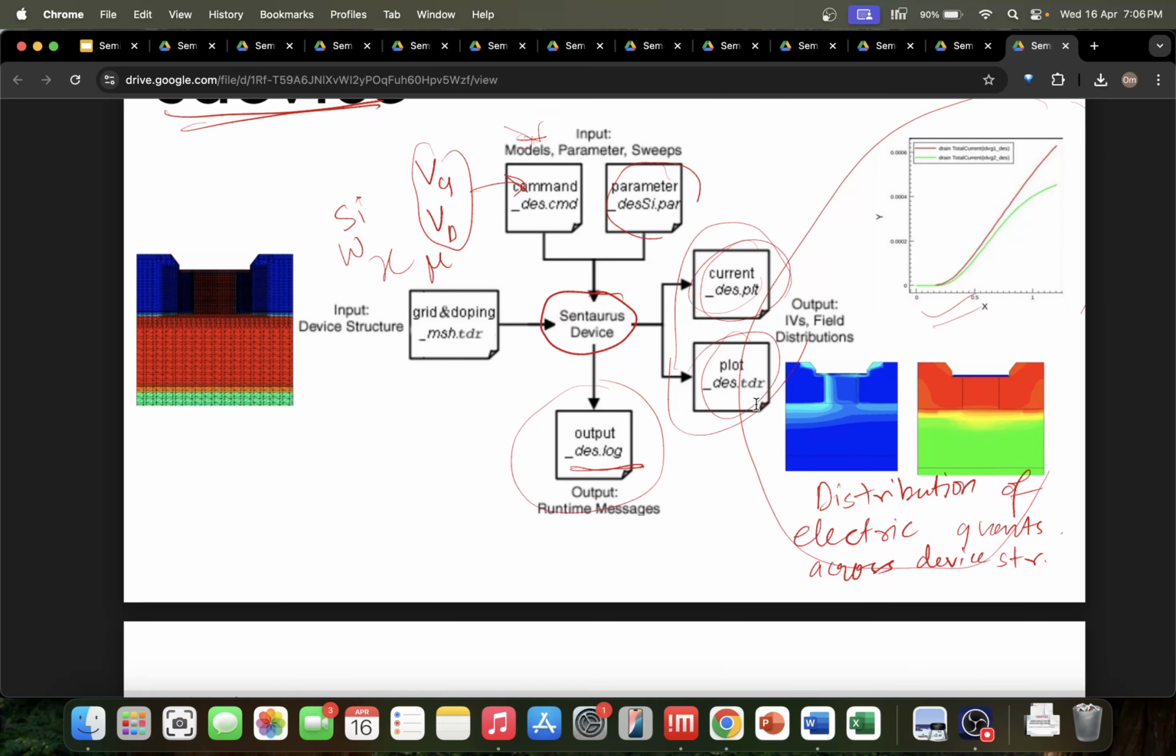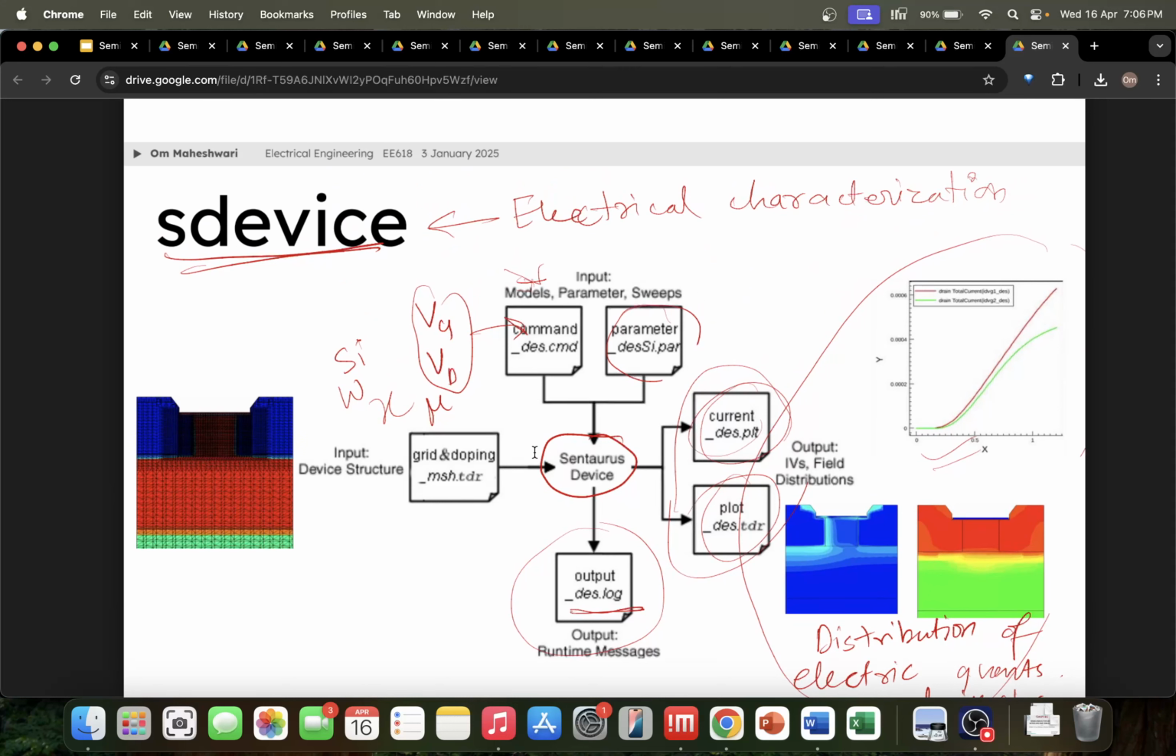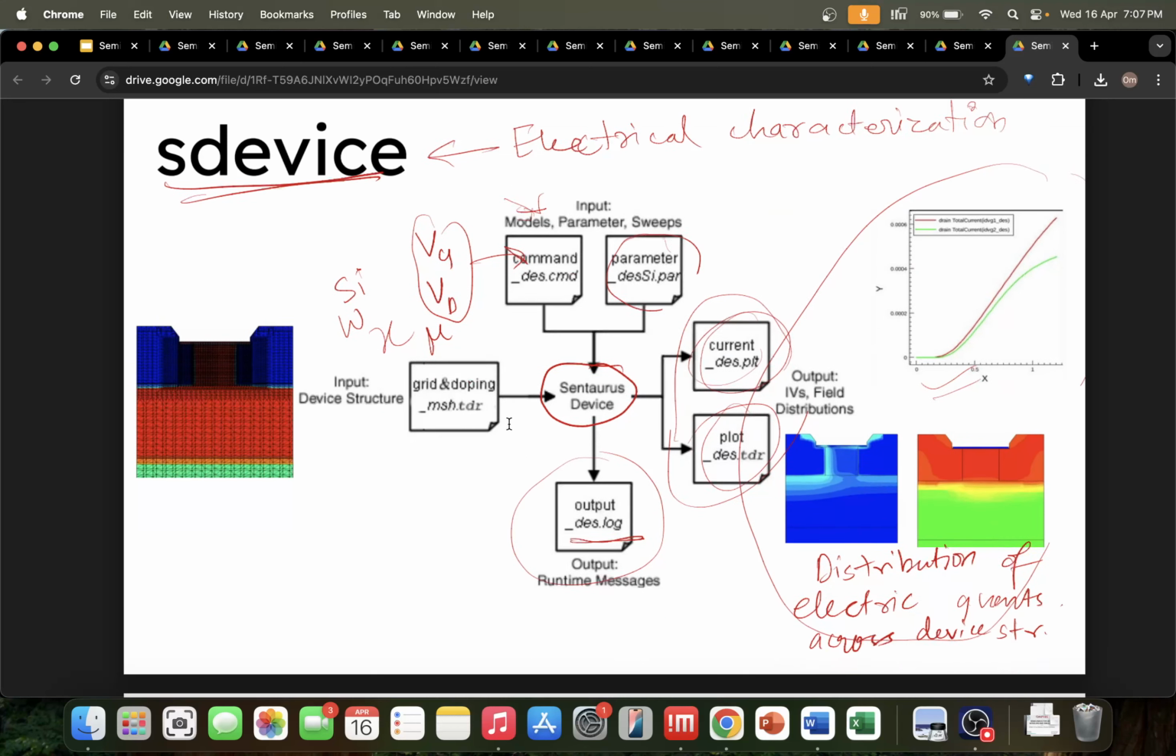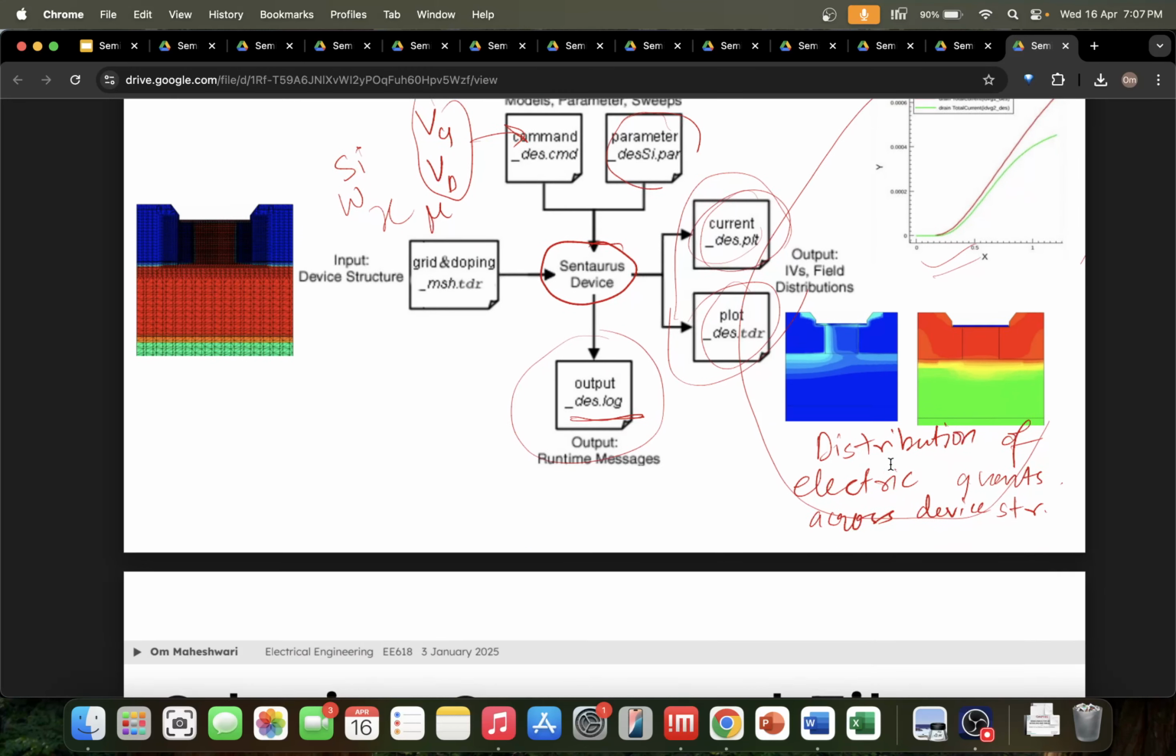We saw the S-Device framework, what the input and output are, and the commands. The inputs are material properties, the biasing conditions, different physics models, and the structure. The outputs are the current-voltage characteristics, different plot files, and the distributions of different electrical parameters across the device structure in those plot files.